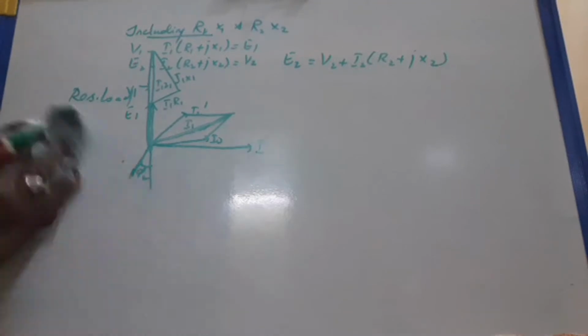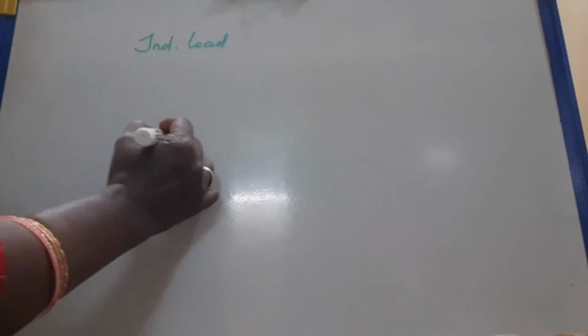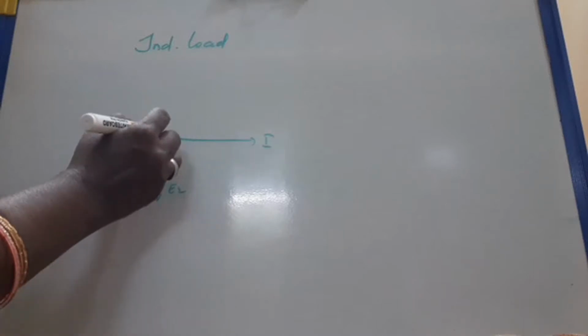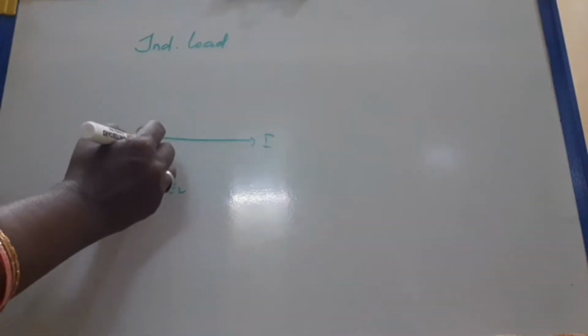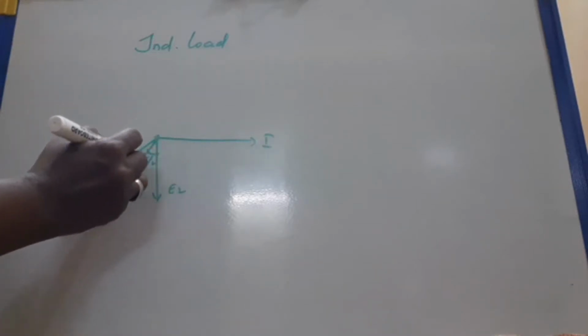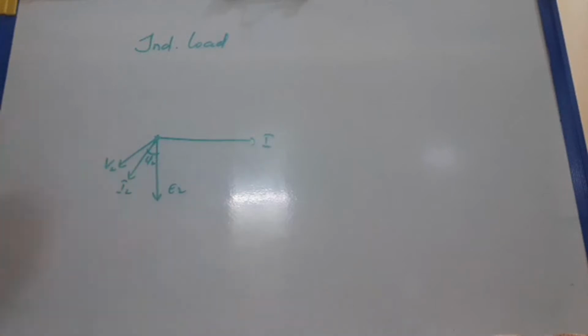If we have an inductive load, how can we draw? I as the reference, E2 will be the induced EMF, and I2 with respect to E2 lags by an angle phi 2. So I2 lags V2 also.